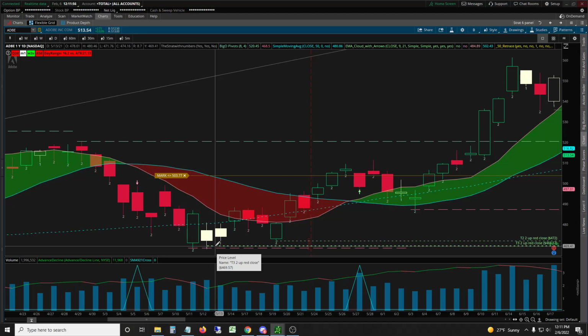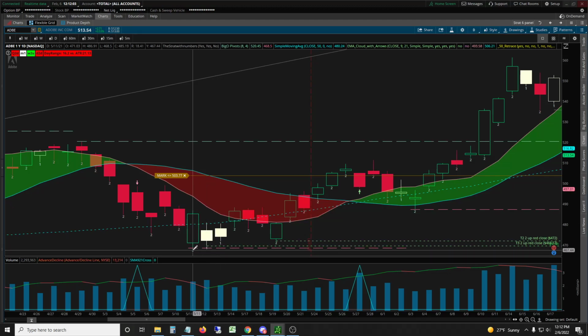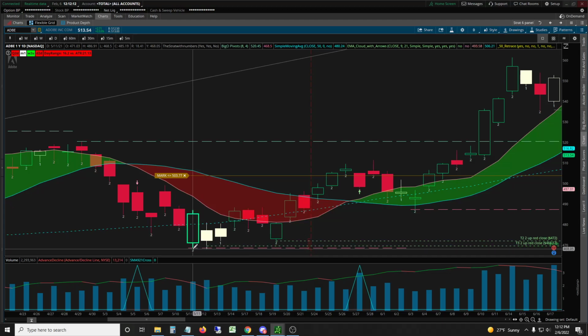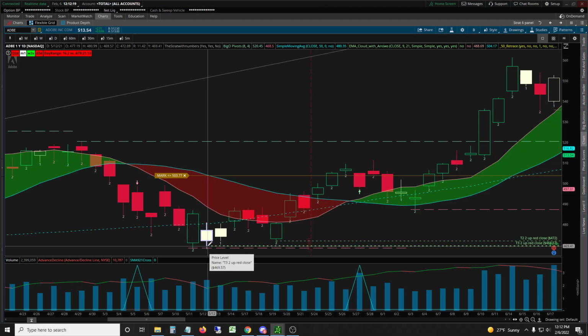That's actually 468.50, right here, 468.50. There's another target here, 469.57. They're real close together. But I ignored this target because I would be selling here. This would be the ultimate target, but I always sell before I get to my target. So that'd be what I'd be looking for on Adobe.